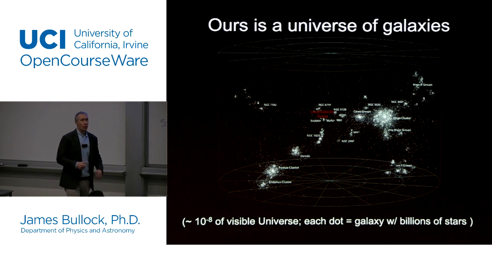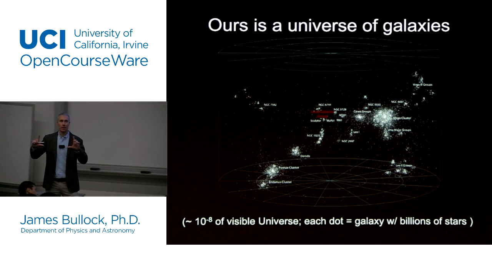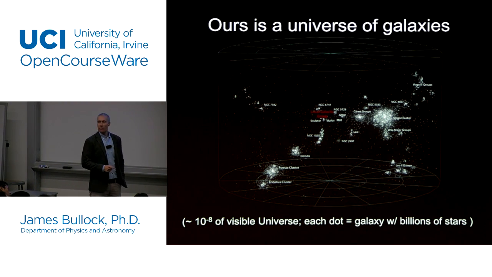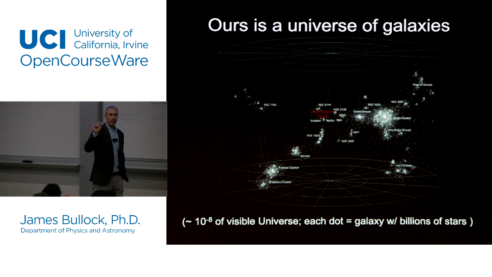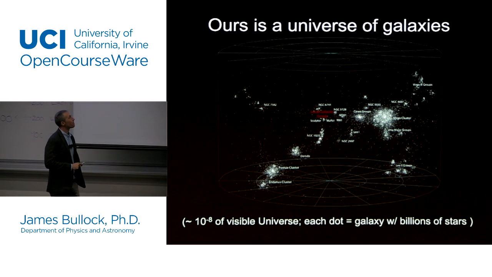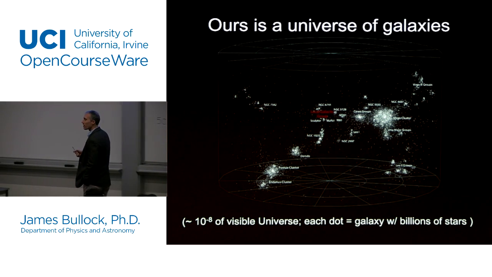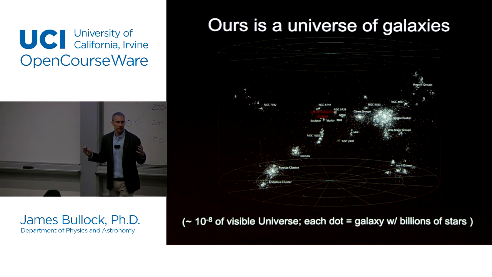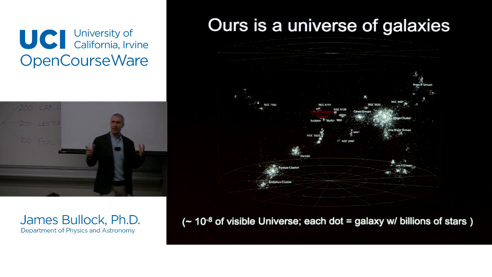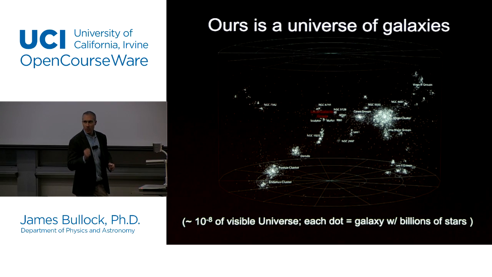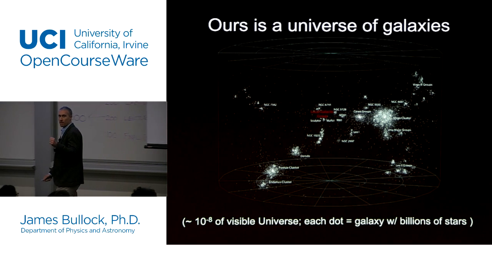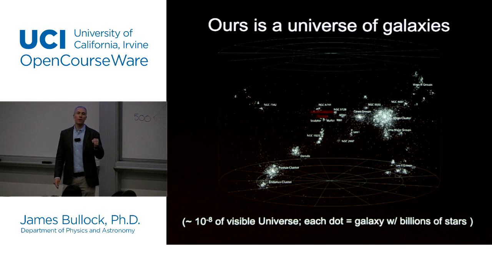This picture here shows a local map, 10 to the minus 8th of the visible universe, where every single dot represents a galaxy, each containing 100 billion stars. So the universe we live in, at some level, if you could characterize it in one way, is a universe of galaxies. And from all the time that the universe has existed since the Big Bang, what the universe has been doing is making galaxies. And those galaxies make stars, and around those stars form planets.